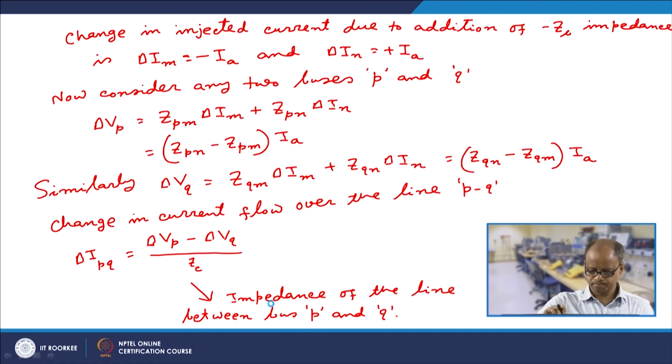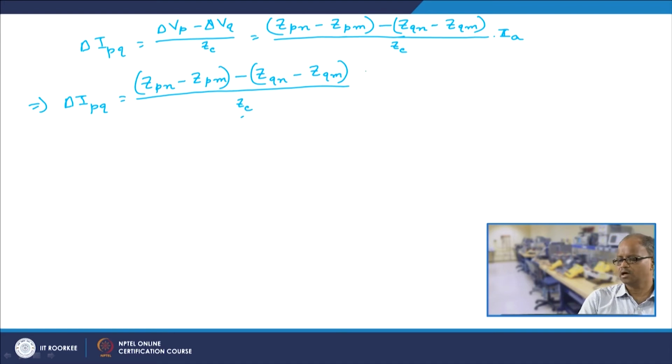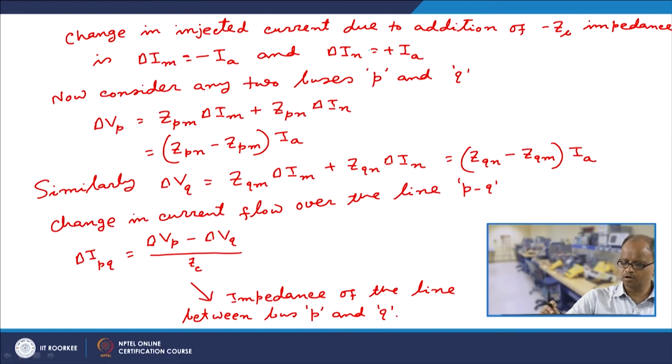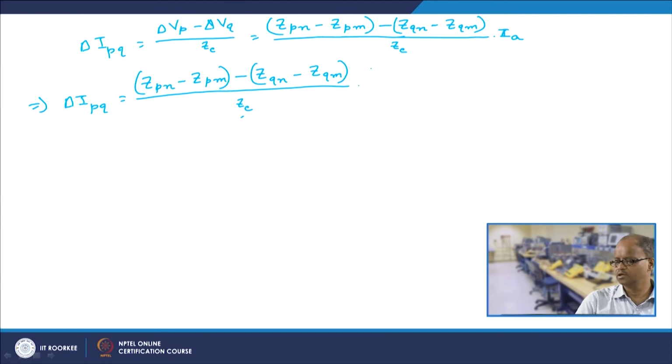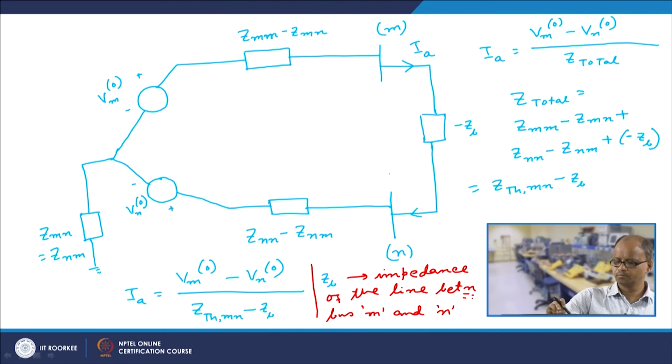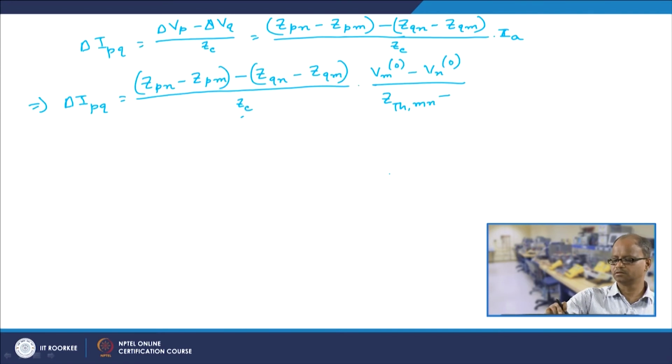So, we have just spent some time on this, and this is IA, and for IA we have got the expression of IA as Vm minus Vn naught, so this is Vm naught minus Vn naught, by Z Thevenin mn, minus small zb, small zb. So, this is the expression.